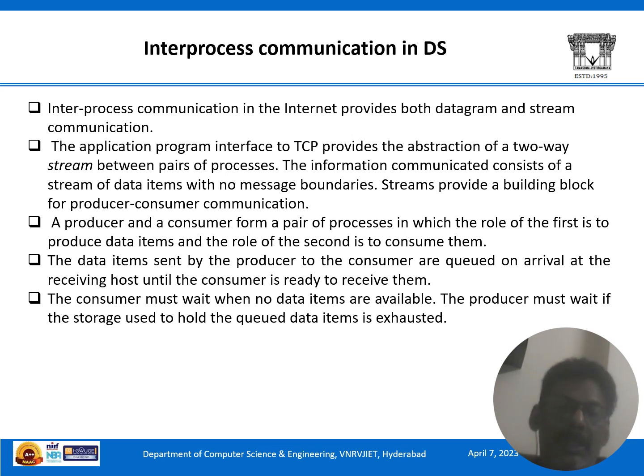A producer and a consumer form a pair of processes in which the role of the first is to produce data items and the role of the second is to consume them. The data items sent by the producer to the consumer are queued on arrival at the receiving host until the consumer is ready to receive them. The consumer must wait when no data items are available. The producer must wait if the storage used to hold the queued data items is exhausted.